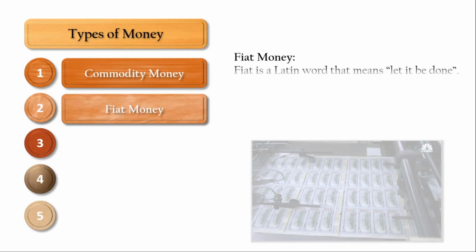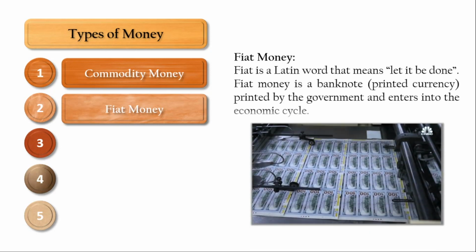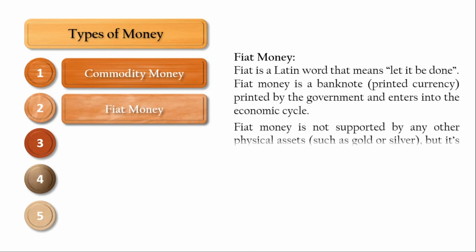2. Fiat money. Fiat is a Latin word that means let it be done. Fiat money is a banknote printed by the government that enters into the economic cycle. Fiat money is not supported by any physical assets such as gold or silver, but it is granted by the government. Government-issued fiat money banknotes were first used during the 11th century in China. We already discussed the invention of fiat money for the first time in lesson 1. If you want to watch the invention of money and fiat money in detail, please click on the link in the description below.